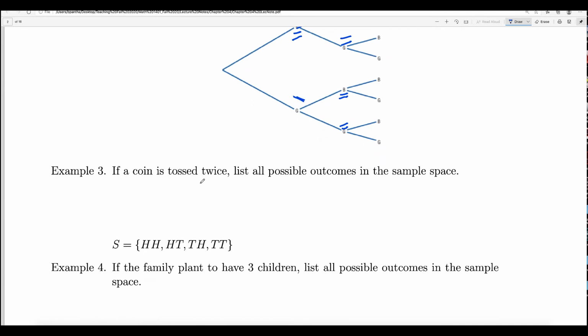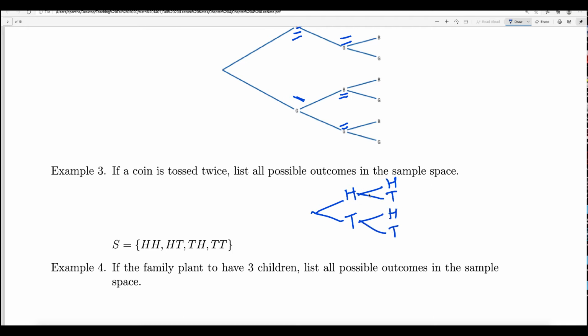Let's look at this. If a coin is tossed twice, list all the possible outcomes in the sample space. If you toss a coin twice, the first toss can be head or tail, right? Now if the first toss is head, the second toss can be head or tail. Similarly, if the first toss is tail, then the second toss can be head or tail.